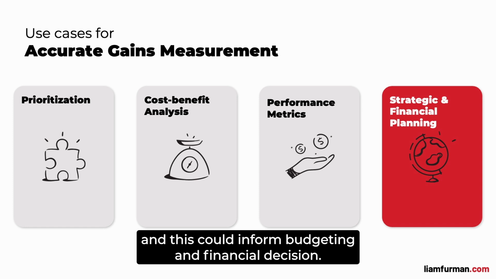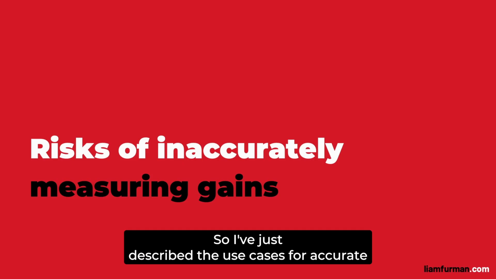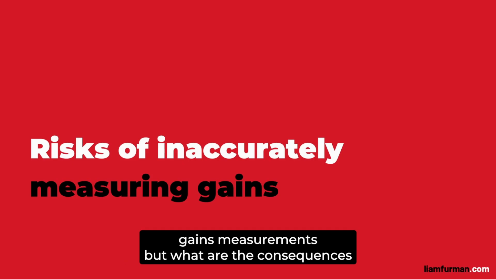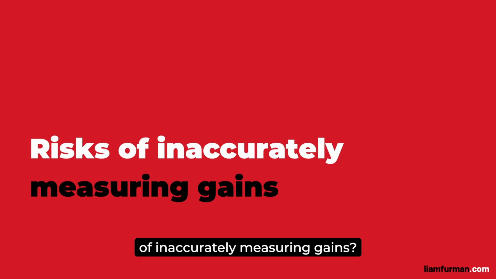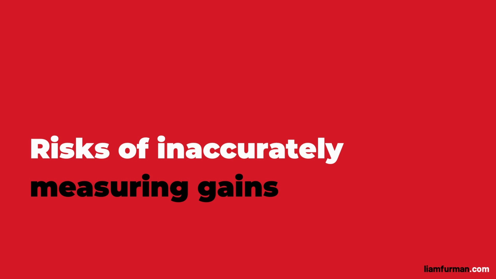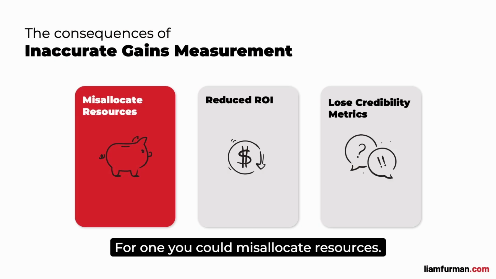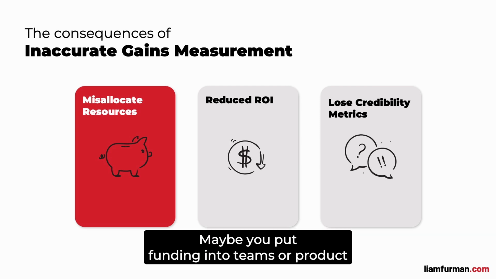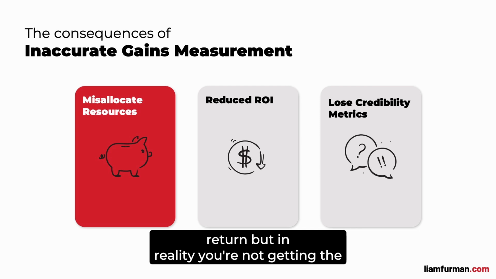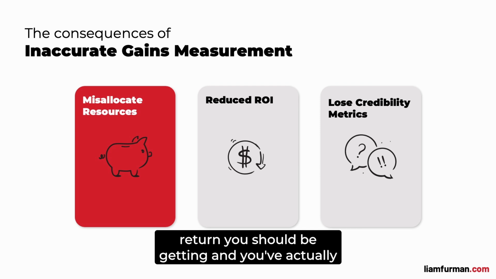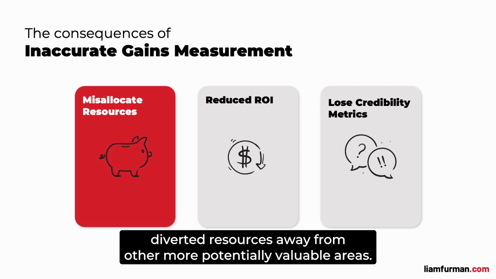budgeting and financial decisions. So I've just described the use cases for accurate gains measurements, but what are the consequences of inaccurately measuring gains? For one, you could misallocate resources. Maybe you put funding into teams or product areas where you expect you're getting a high return, but in reality, you're not getting the return you should be getting, and you've actually diverted resources away from other more potentially valuable areas.